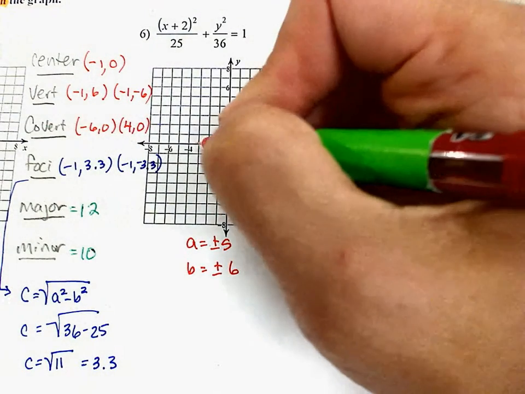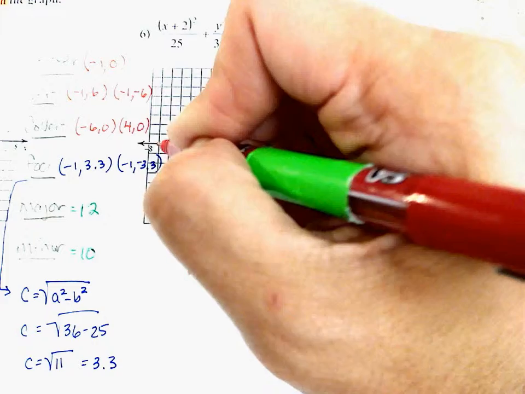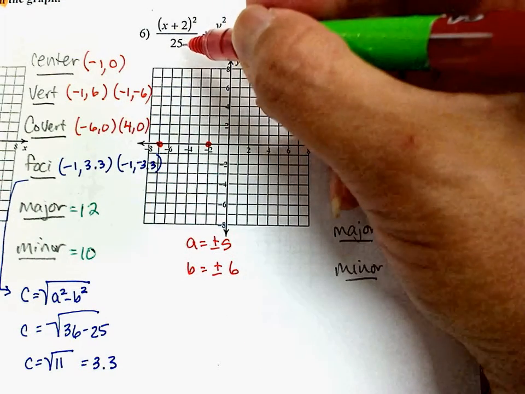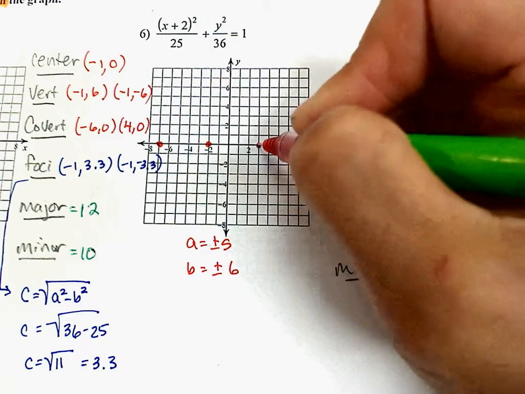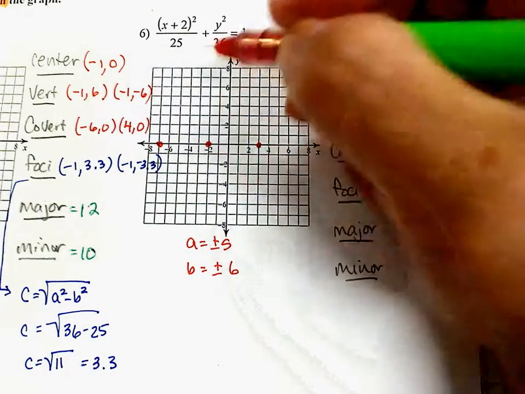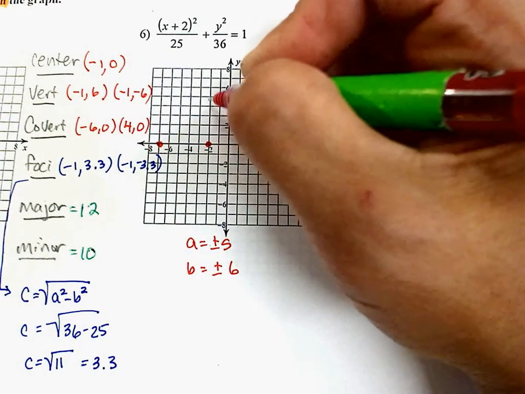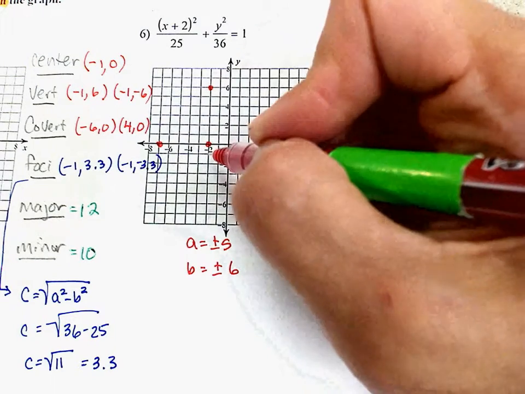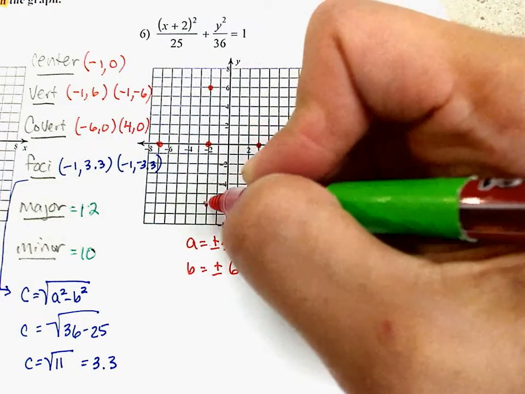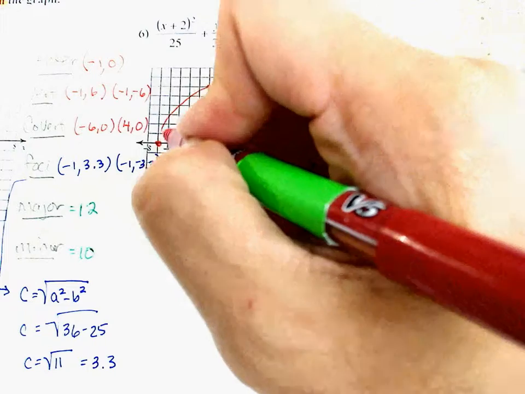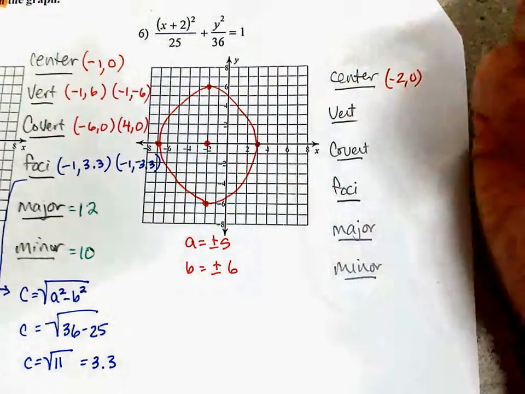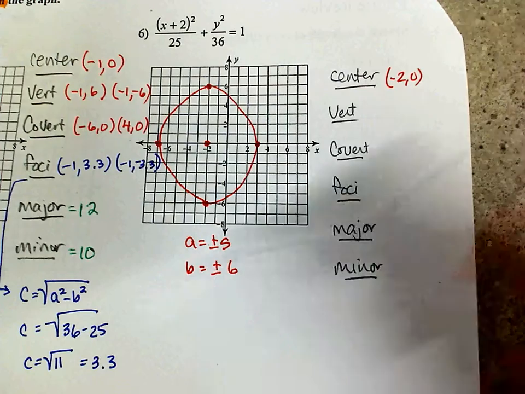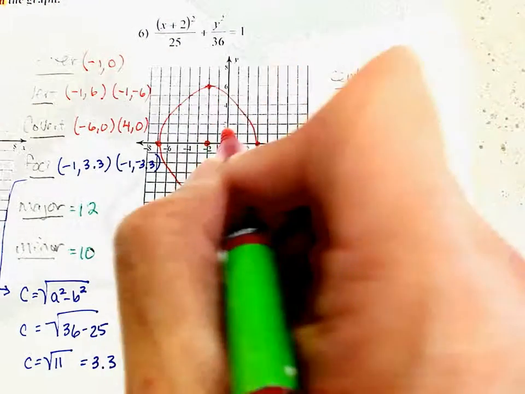1, 2, 3, 4, 5, because it's below the x. 1, 2, 3, 4, 5, okay? 6. 1, 2, 3, 4, 5, 6. And there you have your ellipse. Make it as nice as possible. Don't be crazy, okay? All right, let's look this way.